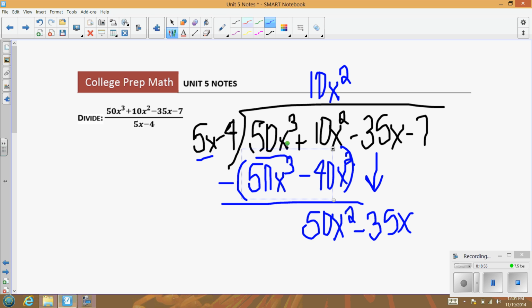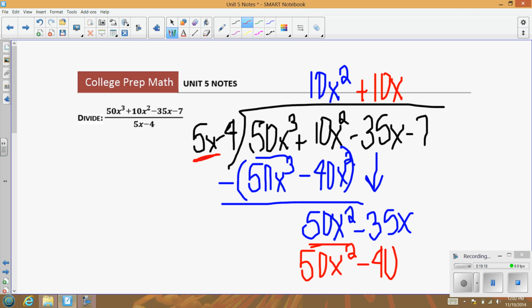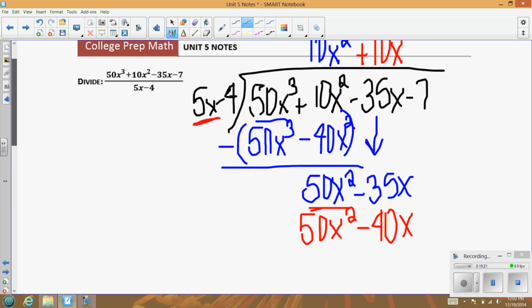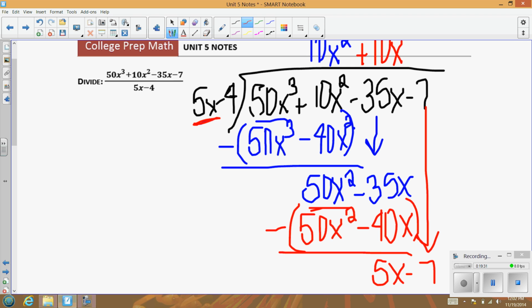And then it's going to be looking at the 50x squared with the 5x. So in order to get 5x into 50x squared, you'd have to multiply 5x times 10x, so plus 10x. So I multiply that, I'm going to get 50x squared. 10x times negative 4 is going to be negative 40x. So then I am subtracting using my parentheses. Negative 35 plus 40 is going to be 5x. You're going to carry down the 7.